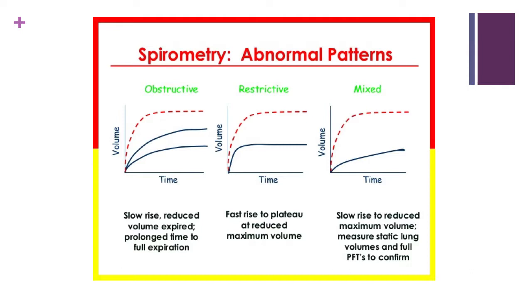Again, this is just showing another type of flow loop over time and how it looks different between obstructive versus restrictive lung disease. And you'll notice that with the obstructive, the rise is not quite as sharp initially, whereas with restricted, the rise may be fairly sharp, but your total volume is depressed downwards over time.